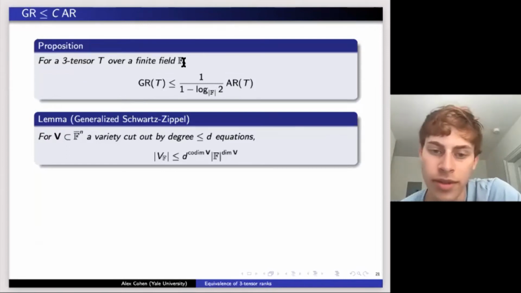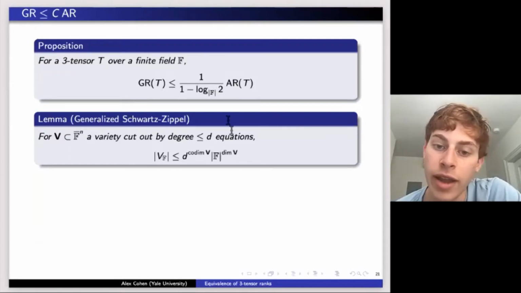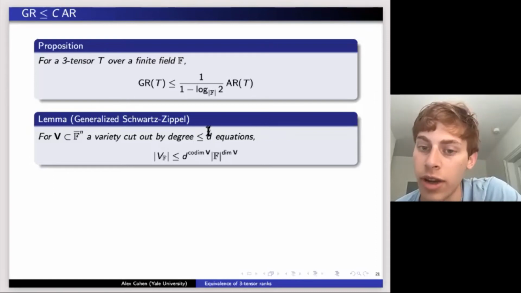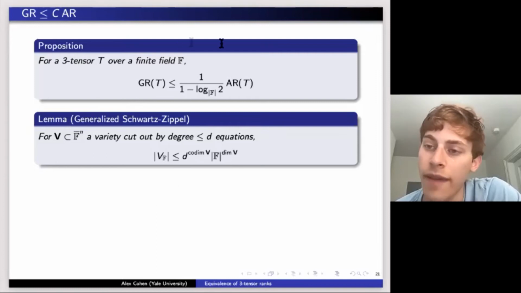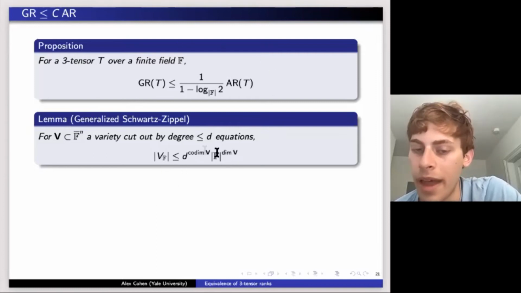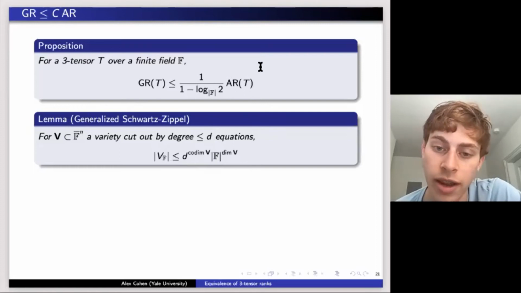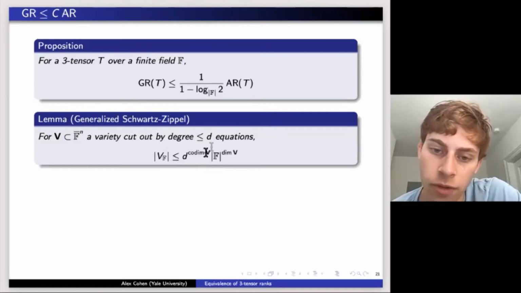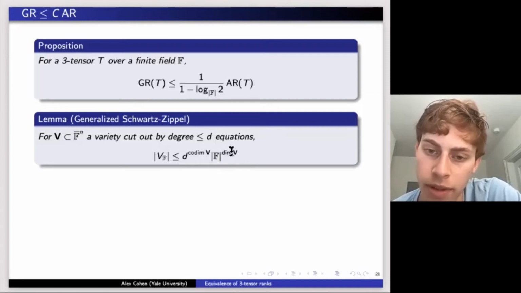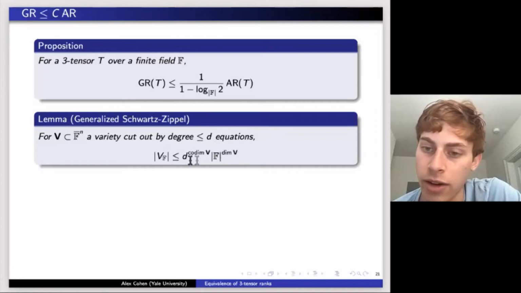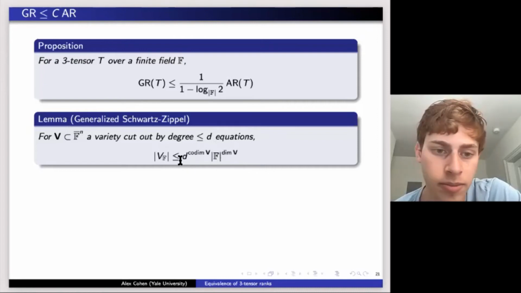So the Schwarz-Zippel lemma says that if we have a variety and it's cut out by pretty small degree equations, degree less than or equal to D equations, then we have this bound for the number of F rational points on it, meaning points on the variety that are actually in F. I'm going to talk about this bound more in the next slide, but there's this factor coming from the dimension. So if it's linear, this is tight, and there's this other factor, which comes from the complexity.